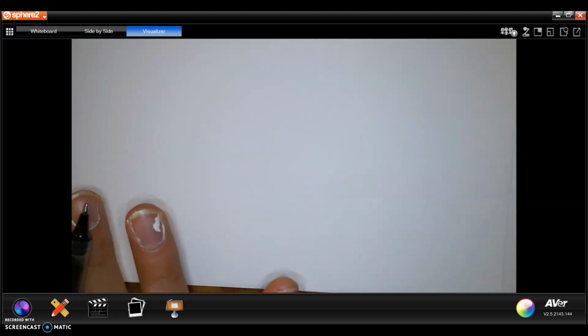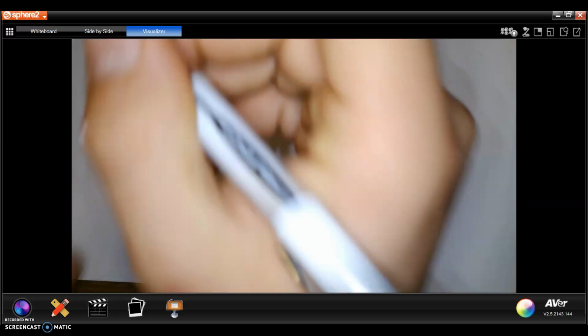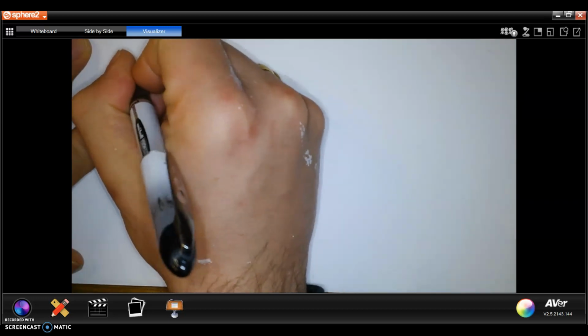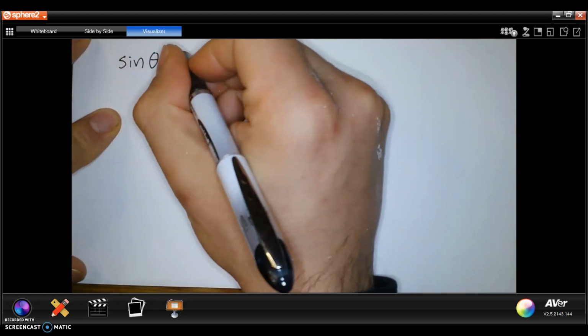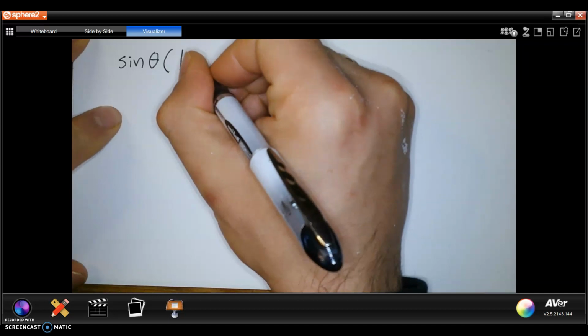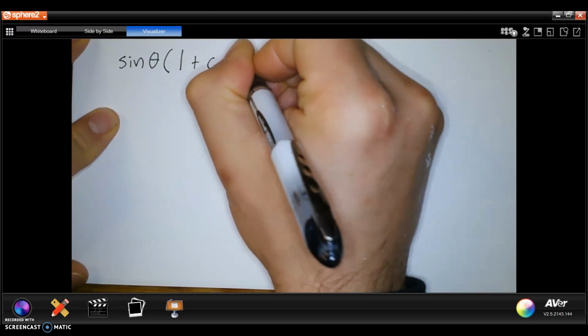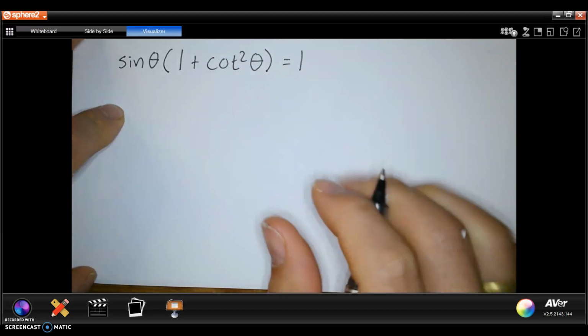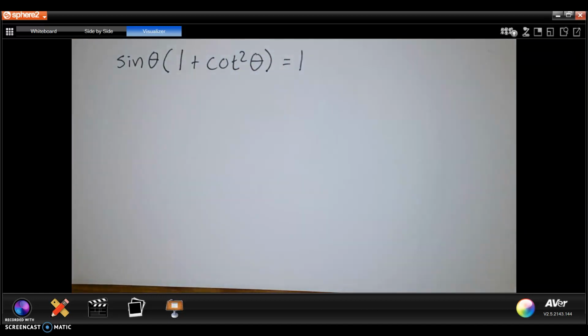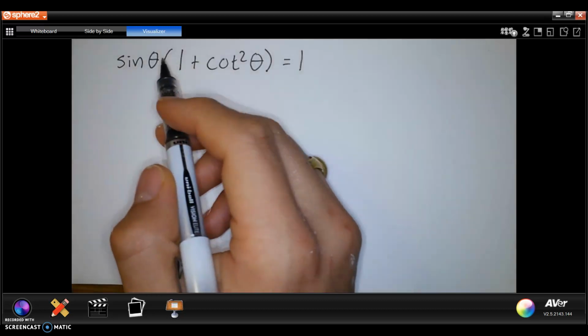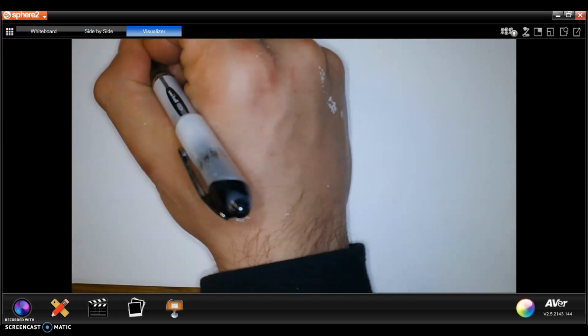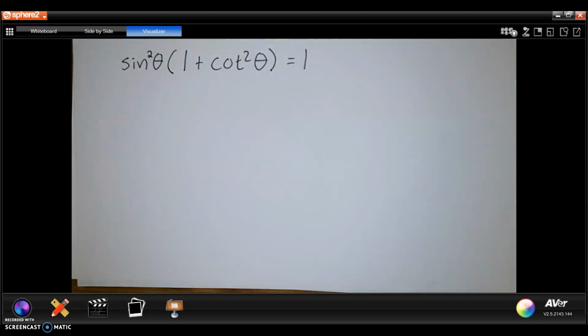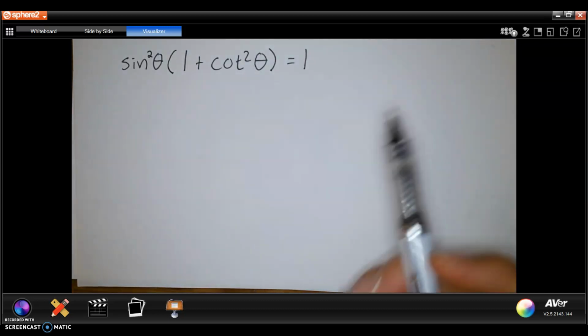The example we're going to look at next is sine squared theta times the quantity 1 plus cotangent squared theta equals 1. What I would like you guys to do is pause the video and see if you can try this one on your own. Alright, so clues here. Sorry, this should be sine squared theta. My apologies if you paused it and it didn't work out.